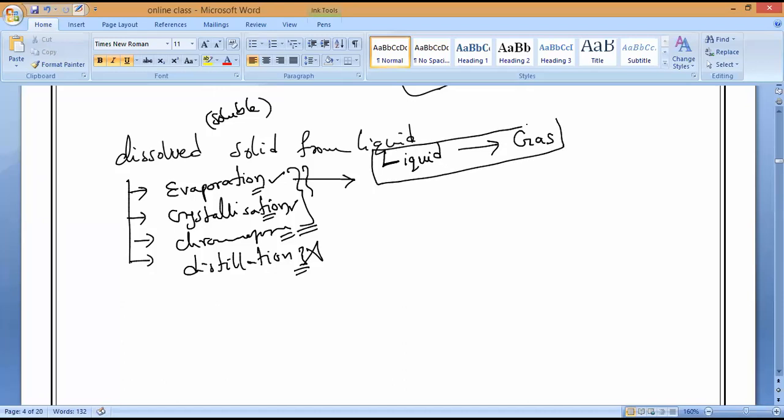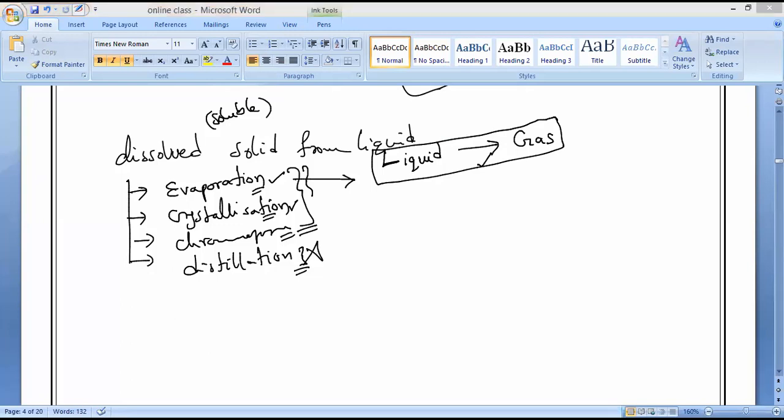Is it yes or no? So that is what we used to call evaporation. Yes or no, guys? Please respond. Yes. That is what. So let us understand what we mean by evaporation, and what kind of substances we can separate with the help of evaporation. That is all we'll discuss.